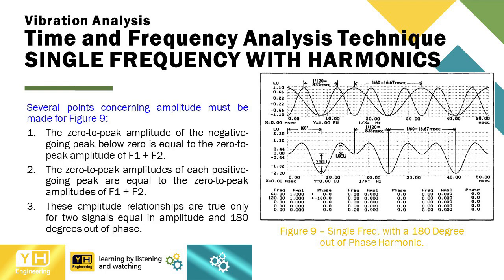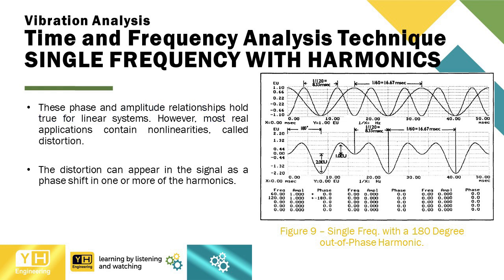Several points concerning amplitude must be made for Figure 9. Number 1 is, the zero-to-peak amplitude of the negative going peak below 0 is equal to the zero-to-peak amplitude of F1 plus F2. Number 2 is, the zero-to-peak amplitudes of each positive going peak are equal to the zero-to-peak amplitudes of F1 minus F2. Number 3 is, these amplitude relationships are true only for two signals equal in amplitude and 180 degrees out of phase. These phase and amplitude relationships hold true for linear systems.